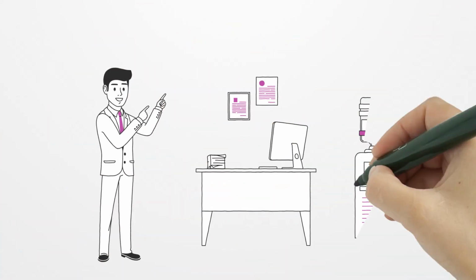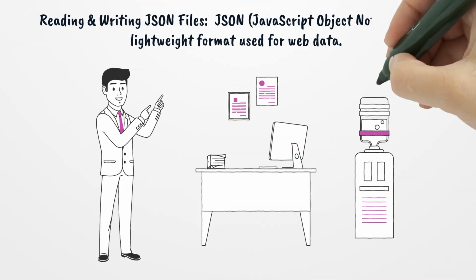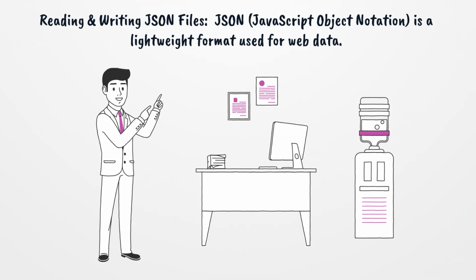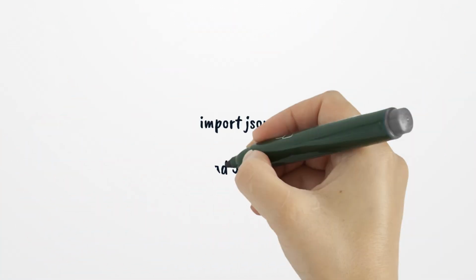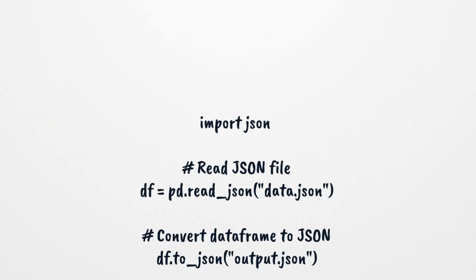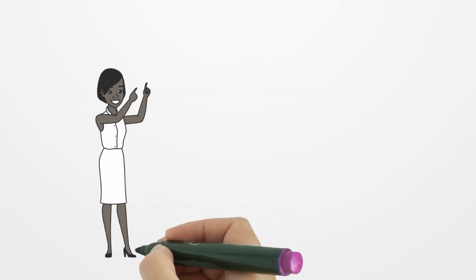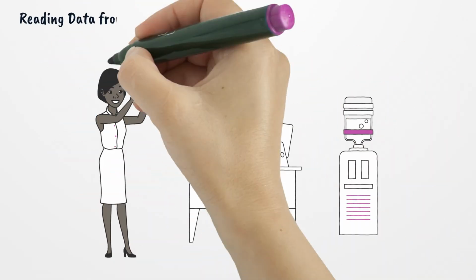Reading and writing JSON files. JSON, JavaScript Object Notation, is a lightweight format used for web data. import json. # read JSON file. df = pd.read_json('data.json'). # convert DataFrame to JSON. df.to_json('output.json').